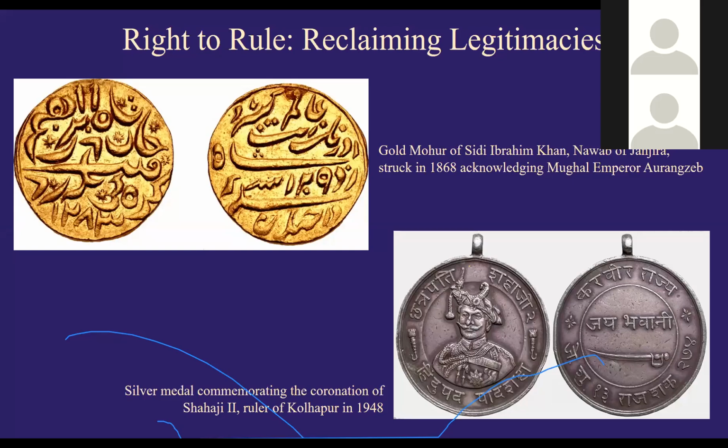And that actually shows their historical sense of where their particular right to rule originated from. Similarly, on the coronation medal that was issued by Chhatrapati Shahaji II of Kolhapur, the date that you see written is Rajashak 274, Jeshta Shuddha Tera, Rajashak 274.